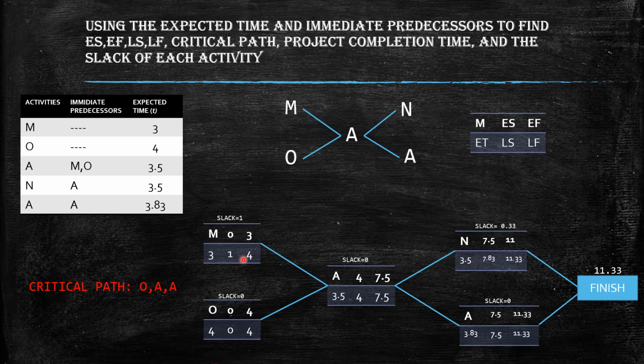So we're gonna start here in M. So the latest finish of M is 4. So we're gonna minus 3 results to 1. Same here also, 4 minus 4 equals to 0.